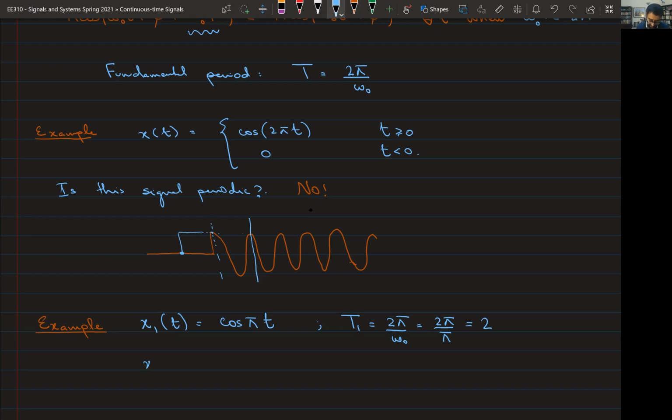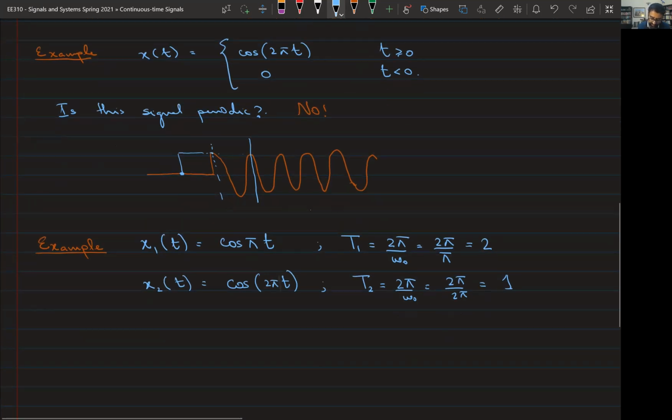Let me give you another signal, x2 of t, which is cosine 2 pi t. So the frequency is doubled. If the frequency is doubled, what do you expect for the time period? The time period should halve, right? You can clearly see that this is 2 pi by omega naught, but omega naught is 2 pi, and therefore this must be 1 second. So x1 of t is periodic with 2 seconds, x2 of t is periodic with a fundamental period of 1 second.